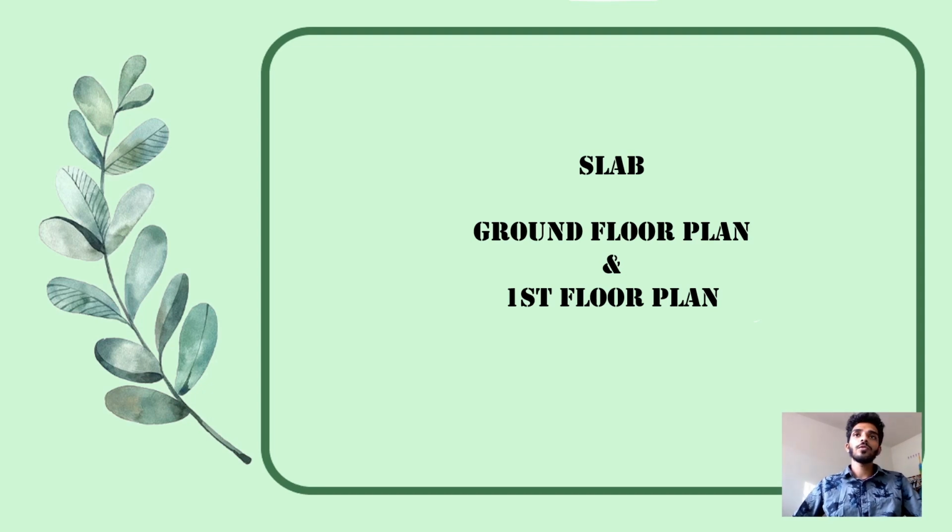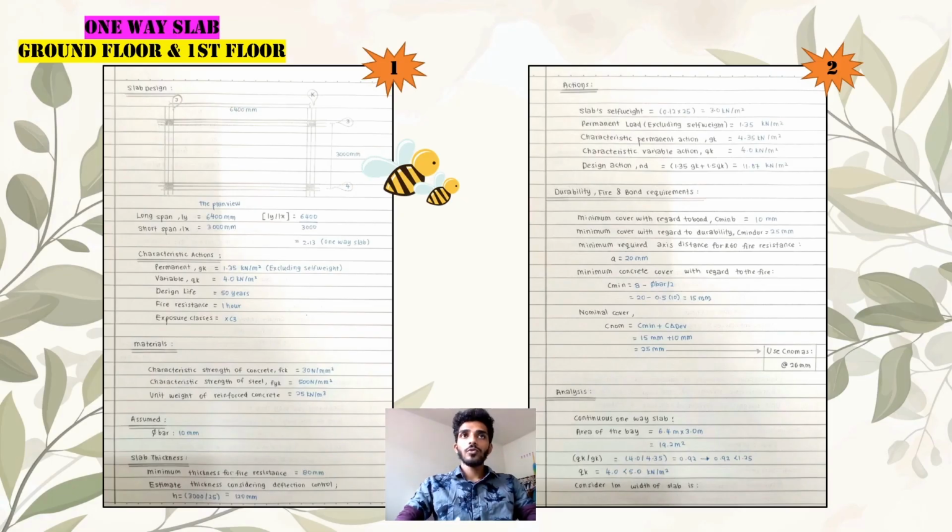Now let us move on to the slab calculation for the ground floor plan, attached together with the first floor plan. Now I'm going to teach how to calculate the one-way slab that we have in our plan for the ground floor, separately from the first floor. First we are going to identify what the slab design is for us. So here I have also attached the drawings that we have.